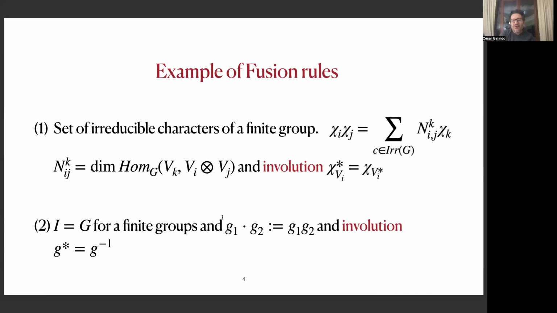Then using the group, you define a product, and the product is just the product of the group, and the inverse is just the inverse of the group. Let's say that those are two extreme examples, but in many cases we are really interested in examples that are very far from these two. However, in order to have some intuition about fusion rules, I believe that those are quite important.